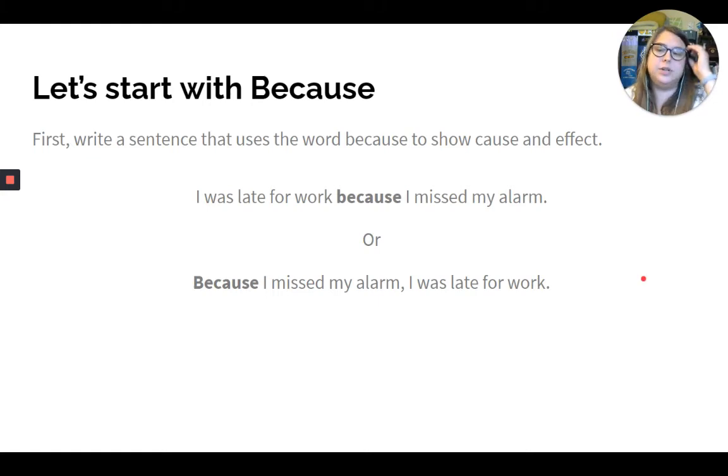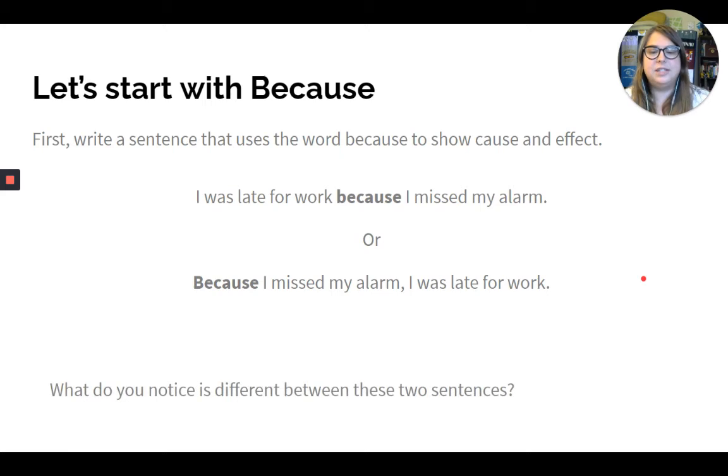So what do we notice that is actually different between these two sentences? What I see is a lot of similarities. They both have the same pieces of information: I missed my alarm and I was late for work. They both use the word because. Those are the similarities that I see. For differences, I see that in the second sentence, I start with the word because. And I also see that there's a comma here. There's no comma in the first sentence, and I didn't start with the word because.